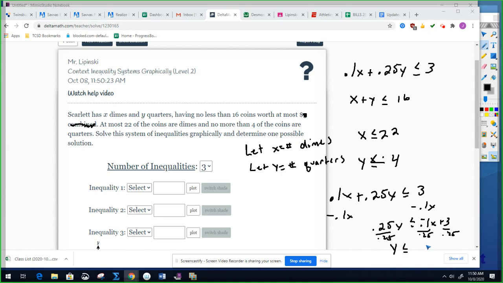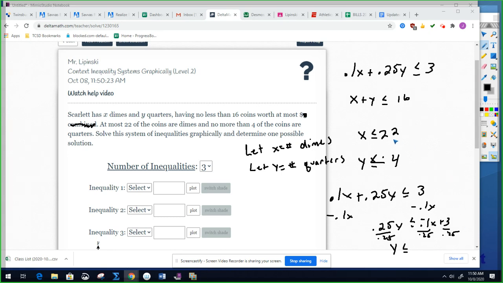Okay, so I'm going to have y is less than or equal to negative 2 over 5 x, and then I've got 3 divided by 0.25, and that's equal to 12, so plus 12. So I'm going to go here and I'm going to graph that line.